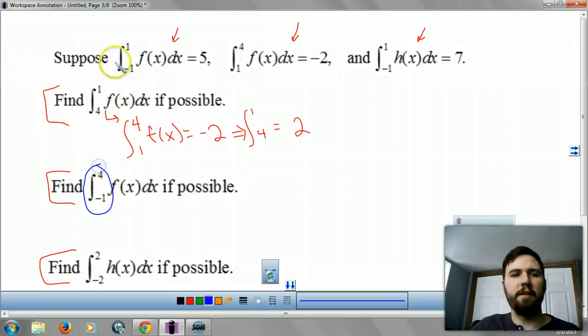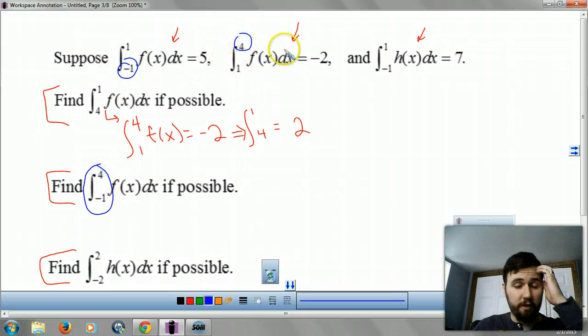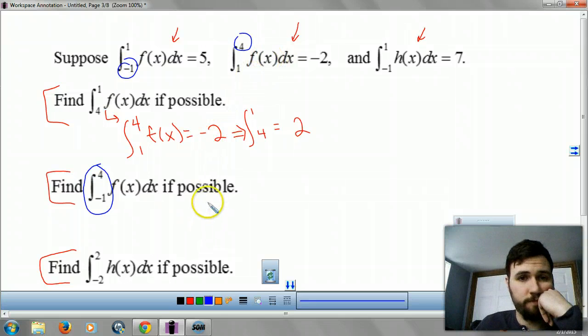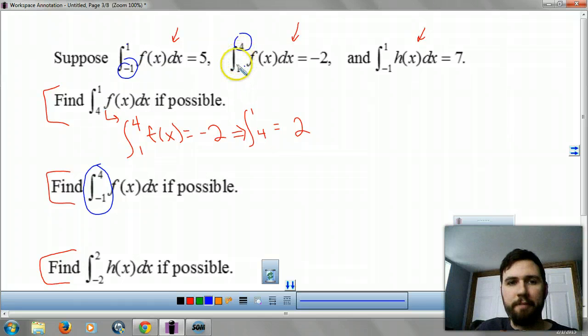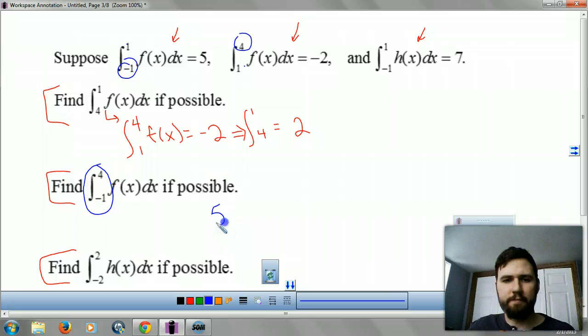Now, if I want to find the integration from -1 to 4, what do I do with these two areas? Well, this one goes from -1 to 1, and this one goes from 1 to 4, right? So all I have to do is add those up, and you get 3 as your area. Woohoo!